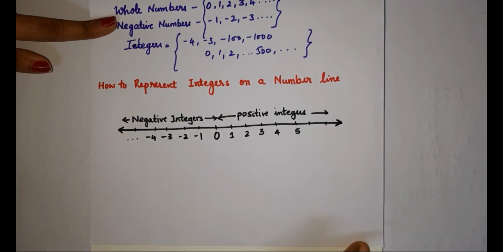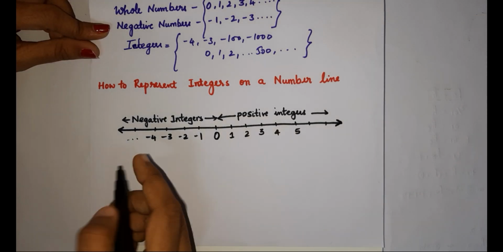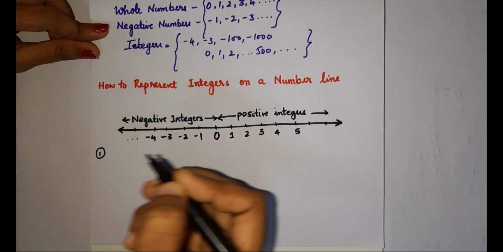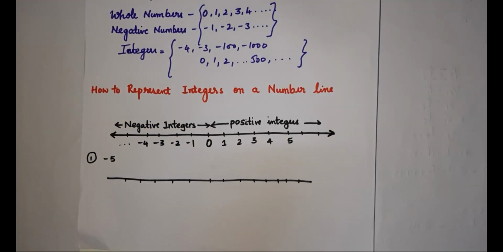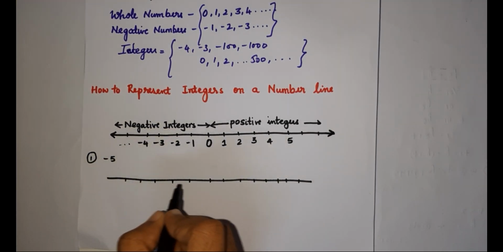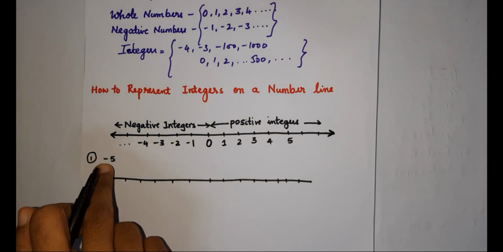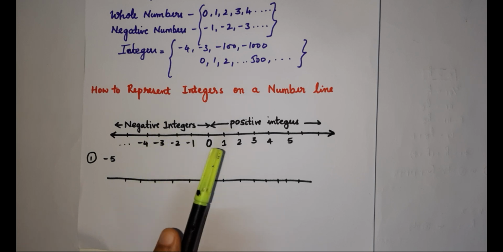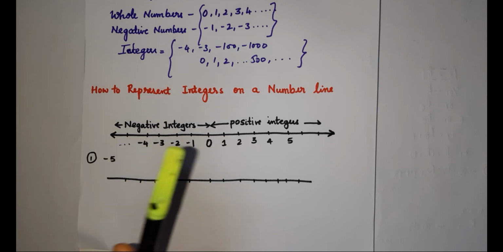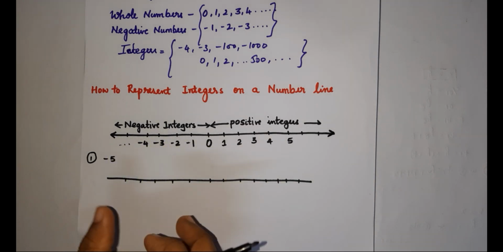For example, let us represent a number. Now I want to represent -5 on a number line. For that we have to draw a line and make intervals. Now I want to represent -5. So -5 is a negative integer, so it will be to the left of 0. I need at least 5 intervals.